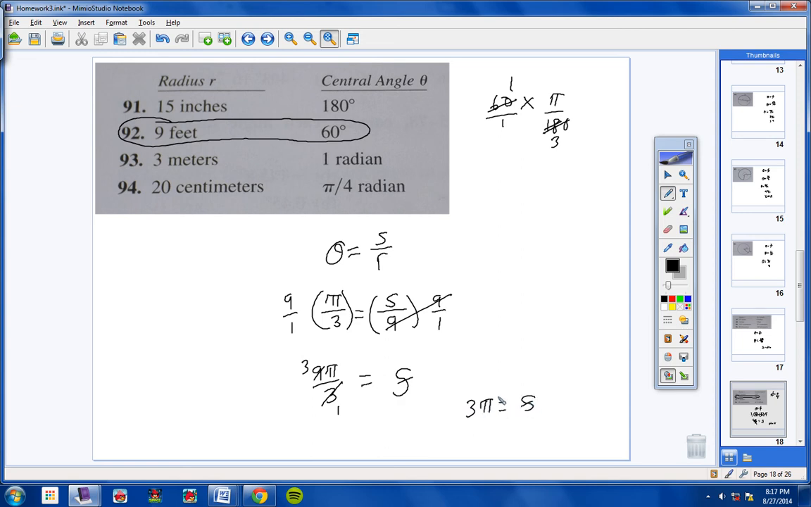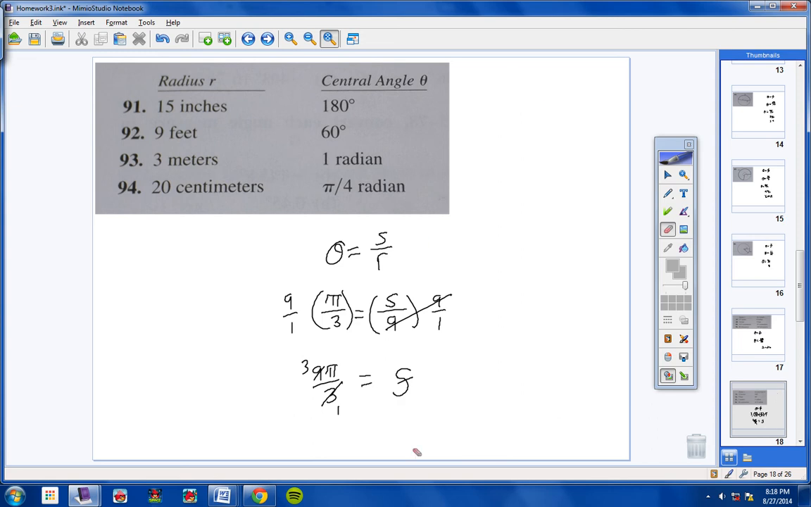I would accept 3 pi for an answer, or you could type 3 times pi into your calculator and get 9.4247, so just 9.42 would be acceptable. So 9.42 what? Well, 9.42 feet. How do I know it's in feet? Because my radius was in feet, so my arc also has to be in feet. That's my arc length.